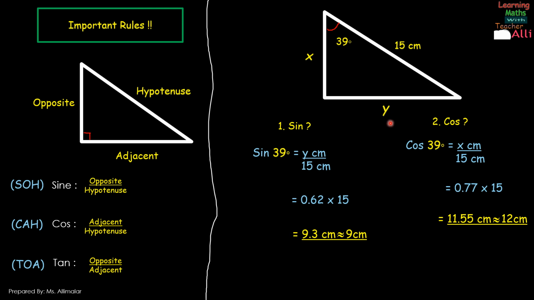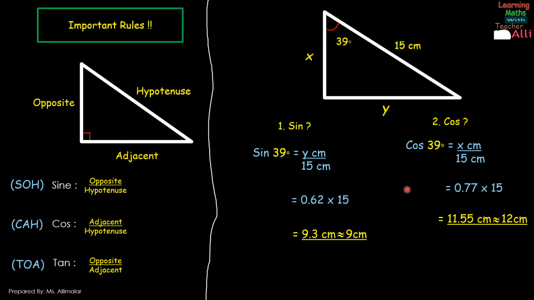I didn't choose this value. Just what I did, I chose this one, adjacent. This is adjacent over hypotenuse. Where is adjacent over hypotenuse? Here. Cos. So I chose cos. So just put here cos, same angle, 39 equals to, cos is adjacent over hypotenuse, right? So the adjacent is x cm over, this is hypotenuse, 15 centimeter, x cm over 15 cm.